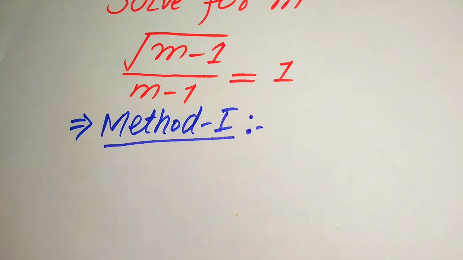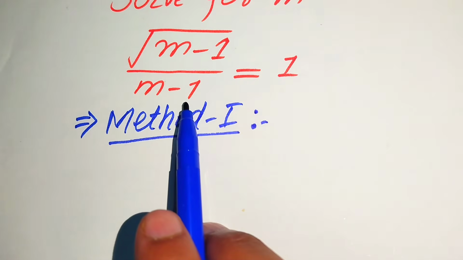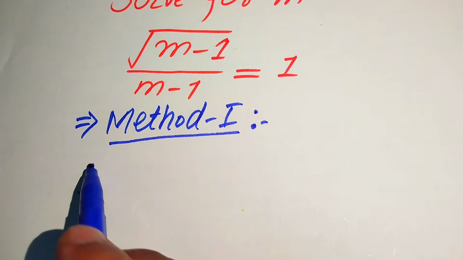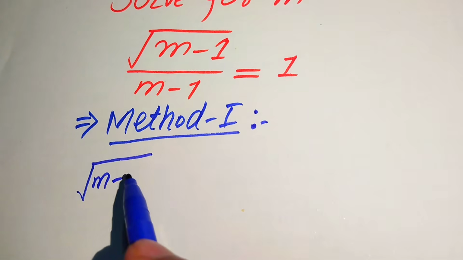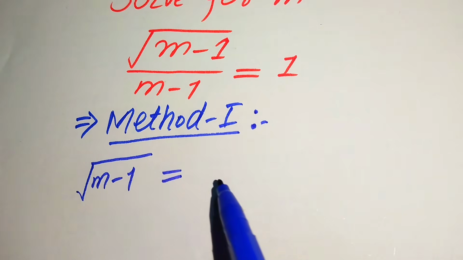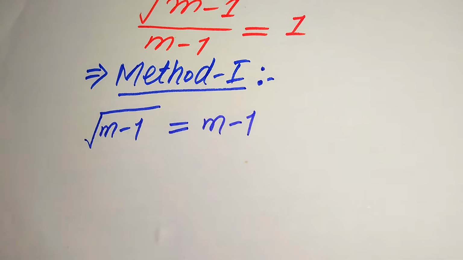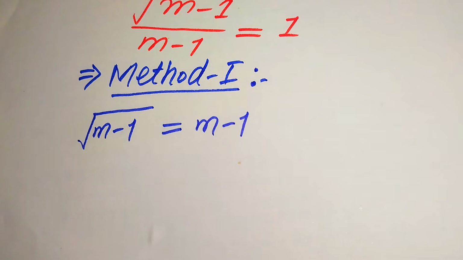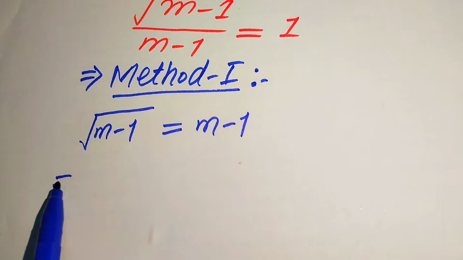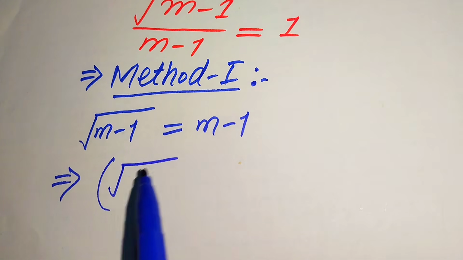And now we move toward the solution of this problem from the first method. So here we move this m minus 1 from the left hand side to the right hand side, and it will be written as square root of m minus 1 equals m minus 1 times 1, which is m minus 1. And further in the next step, we need to remove the square root from the left hand side, and for this we apply squaring on both sides.